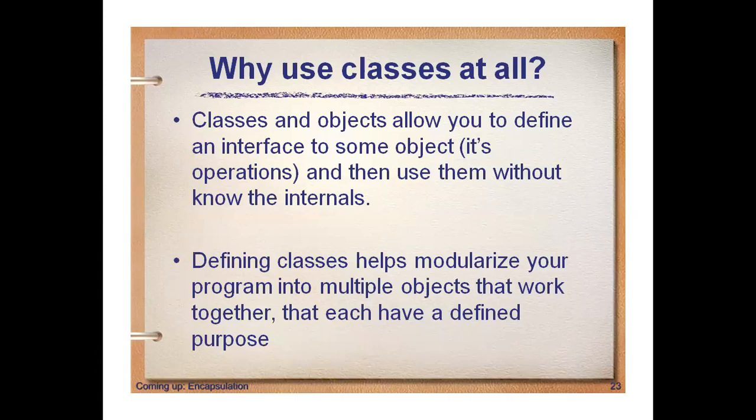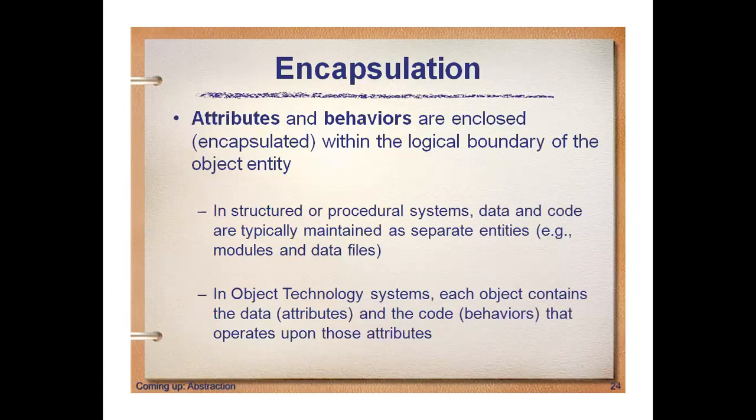So classes are the background thing, and objects are what you actually work on, and you do not even care how the basic system is working together. Right, so the class has been hiding some kind of information. So you are using one system as a whole. How can this work? This works with the help of encapsulation. The attributes and the behaviors are enclosed and encapsulated within the logical boundary of the object entity. So sometimes the TV is an encapsulation or the remote control is an encapsulation.